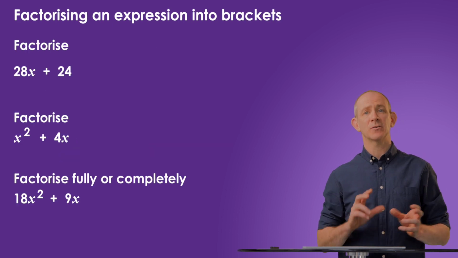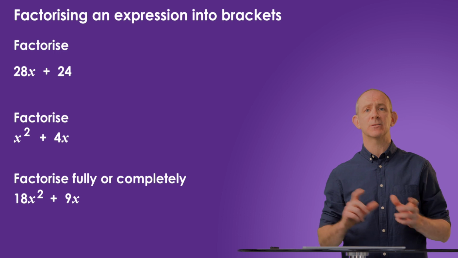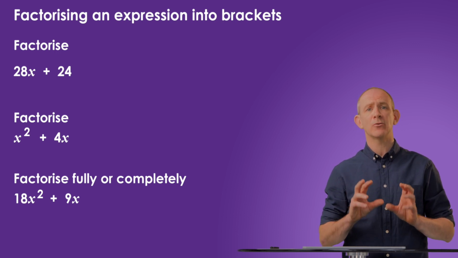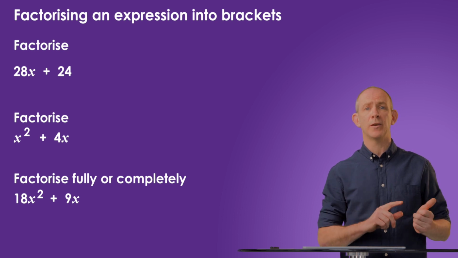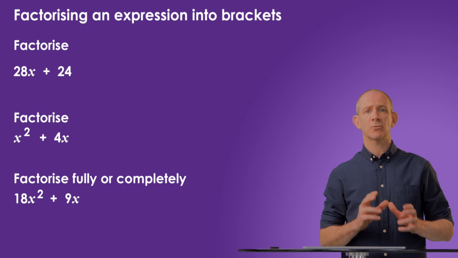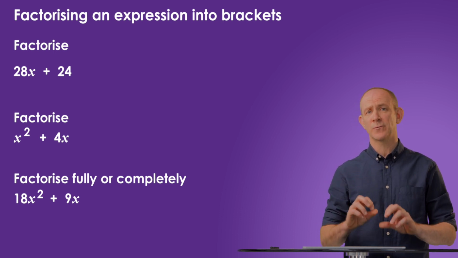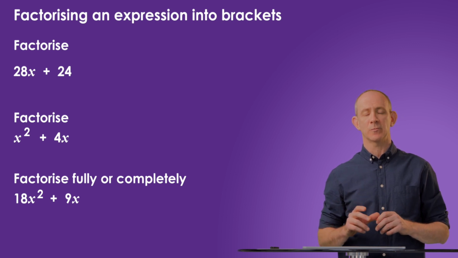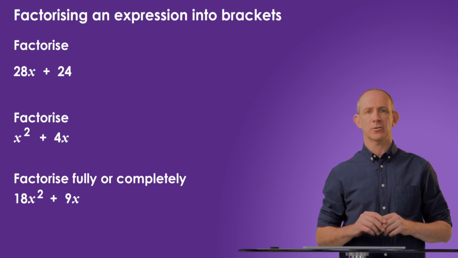At this stage, we're looking to factorise each of these expressions into brackets. There is a clue here in the question because they ask you to only factorise, meaning there's only one highest common factor between the terms. If you have a look at the last question, it asks you to factorise fully or completely, meaning there's more than one highest common factor between the terms, and we'll look at how we get those.